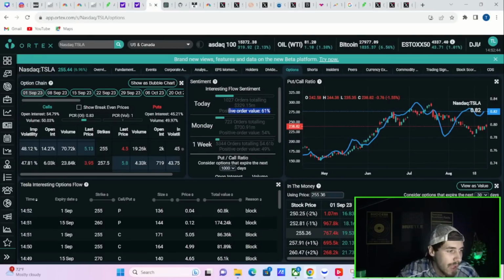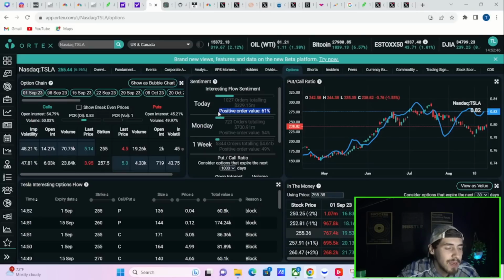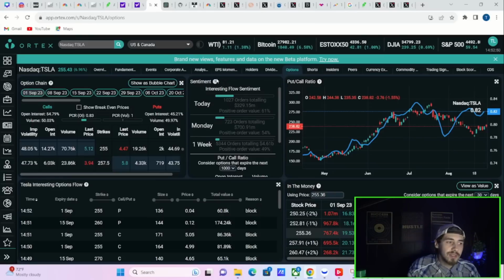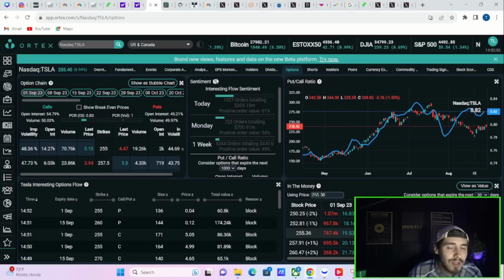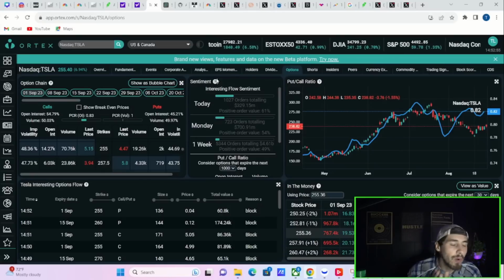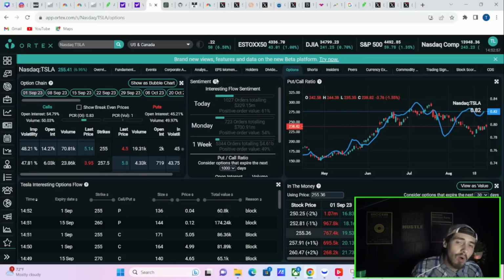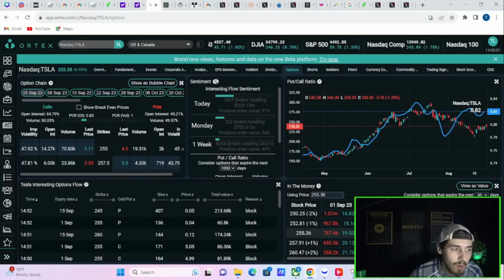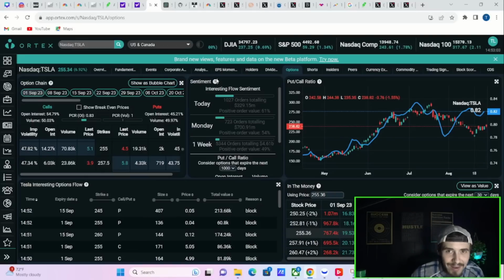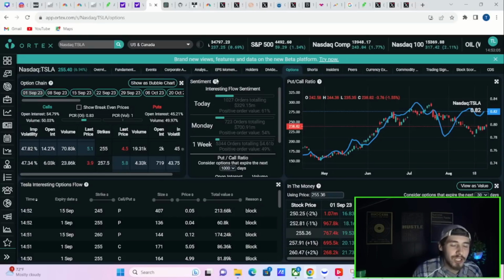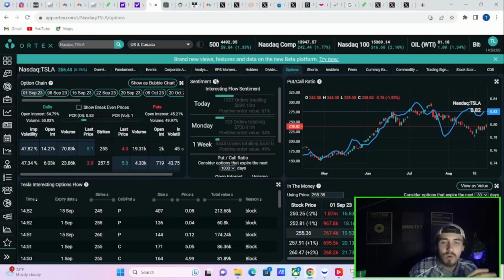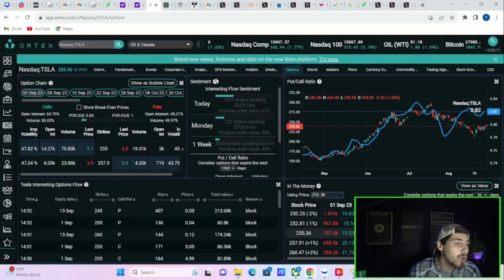61% positive order value. I like to explain this as a $100 bill. If you've seen a $100 bill go into Tesla options, $61 of that $100 bill went into bullish options, whether that is buying calls or selling puts. 39% went into bearish options. So that would be buying puts or selling calls. So today, pretty good day.